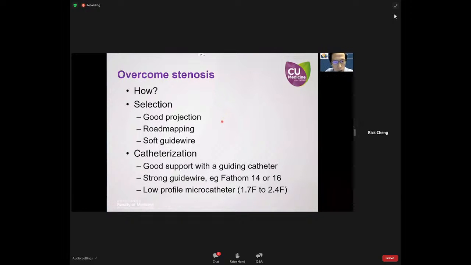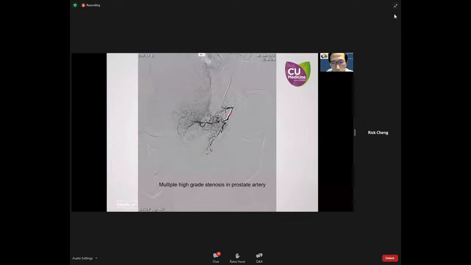So how about for stenosis? In this case, the same case, after it turns around that very challenging double curve, it comes to multiple severe stenoses. Over here, we need to cross these stenoses, but in that case, the catheter was unable to get through this stenosis.